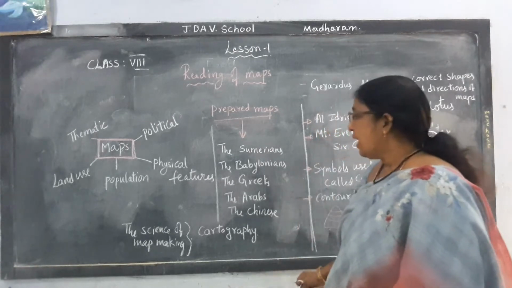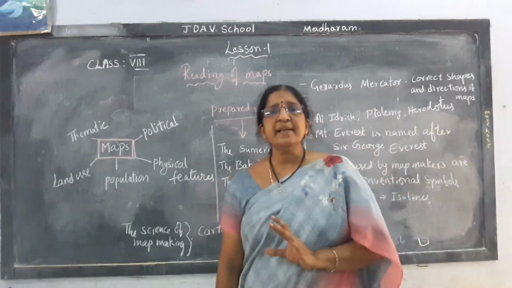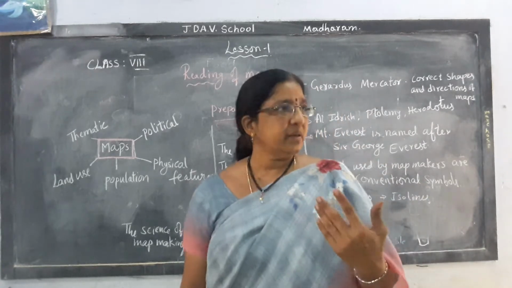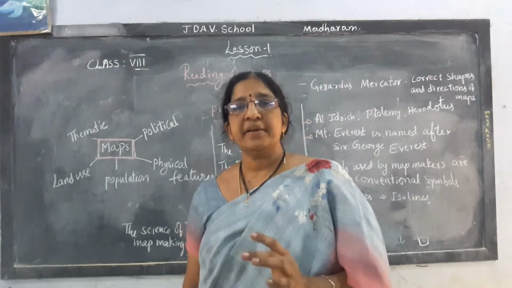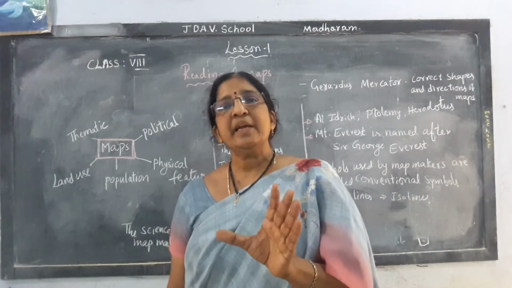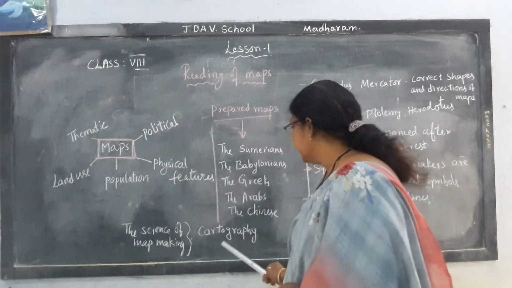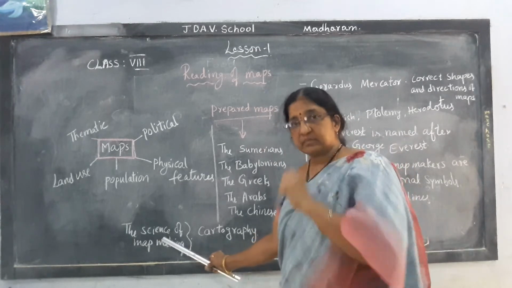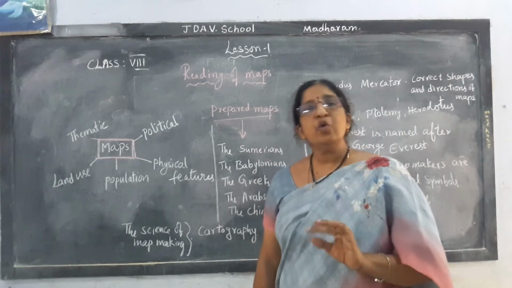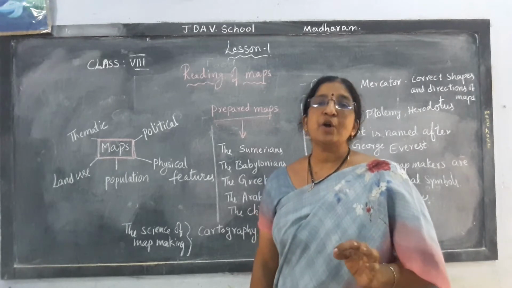And the next one: map making is not an easy process, children. They made so many experiments, and they made it. The science of map making is called cartography. See here, the science of map making is called cartography. Whoever prepares the map is called a cartographer.